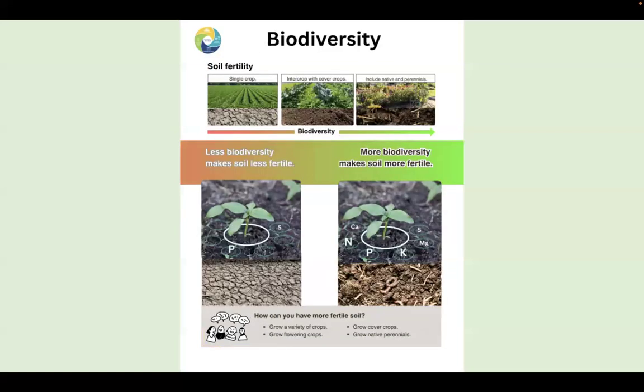Next method is biodiversity for soil health. When you have less biodiversity, that makes soil less fertile. When you have more biodiversity, that makes your soil more fertile, or more nutrients. Low biodiversity and low soil fertility can be seen in an area with a single crop or only one crop. To increase biodiversity, you may want to intercrop with cover crops. When you include native and perennials and grow many different kinds of crops, that increases biodiversity and soil fertility the most.